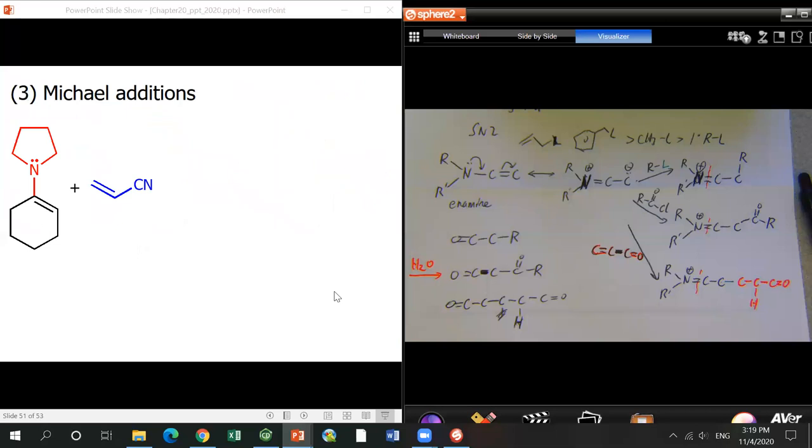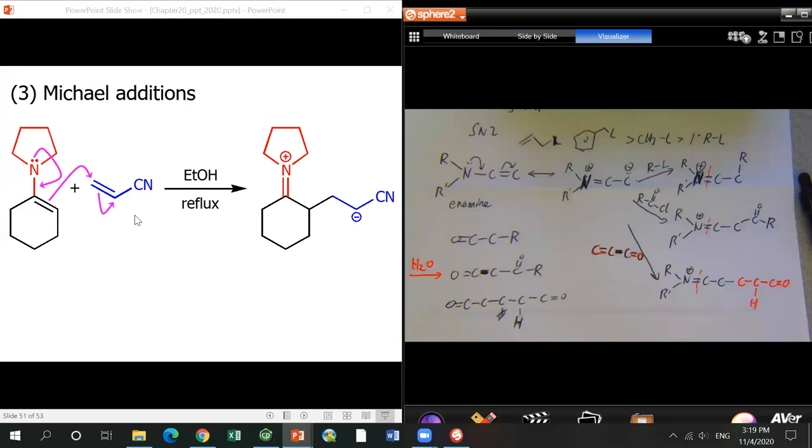The Michael addition is similar to the other alpha carbon reactions. We still start with the enamine, and then you build a bond between this alpha carbon and the fourth carbon. Here I use an alpha beta unsaturated nitrile compound as an example. After the reaction, you do hydrolysis, also cleaving off the amine part, and give the final ketone.